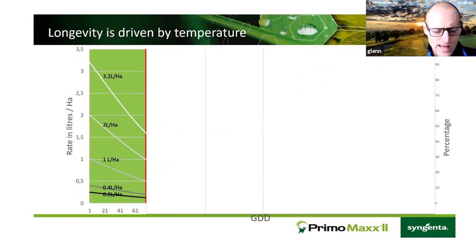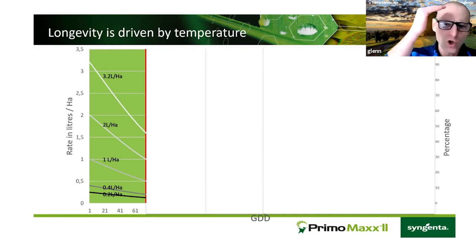The reason for that is that Primo is related to temperature. The longevity of Primo is heavily related to the climate that it's in. The warmer it is, the quicker it will break down. The cooler it is, the slower the breakdown process is. Now, it has what is known as a temperature-related half-life. And we've got a diagram here that shows, again, hypothetically, what is happening during this situation.